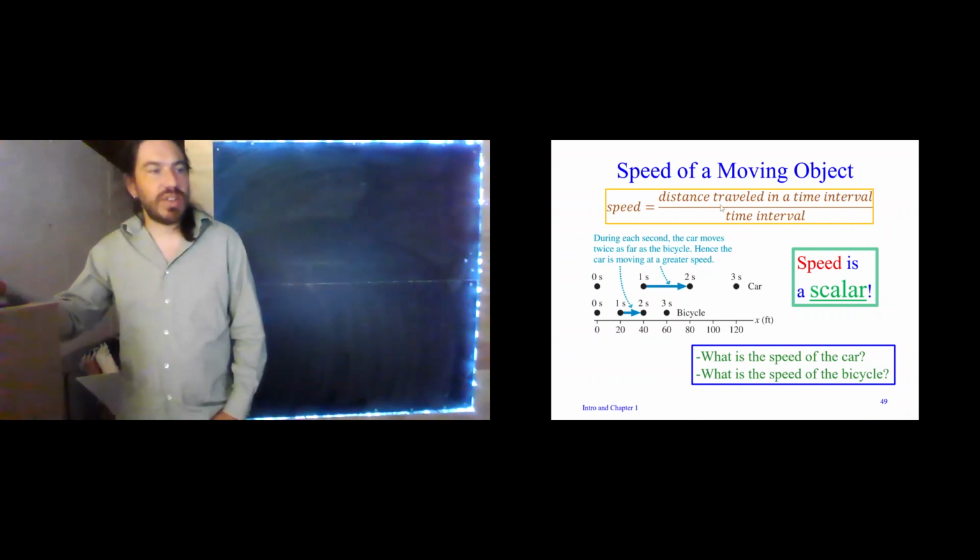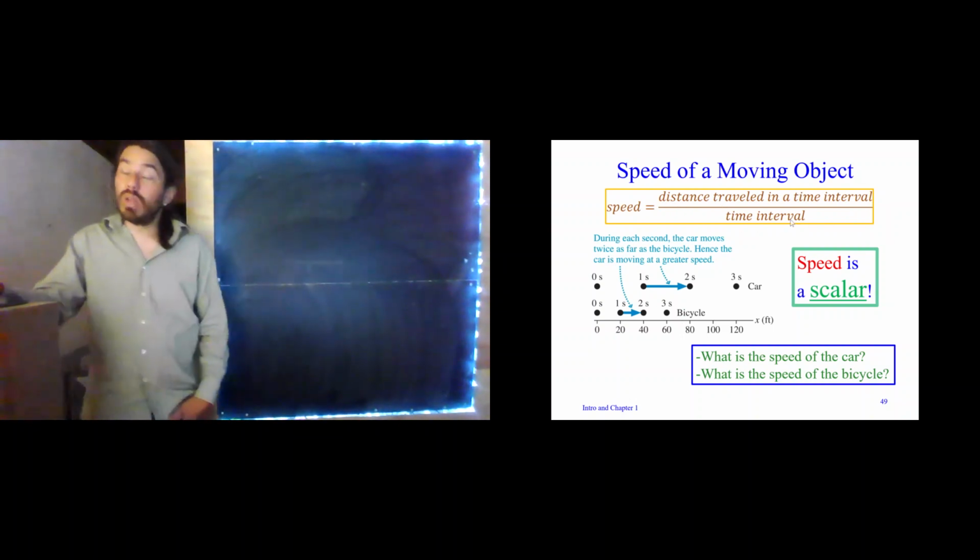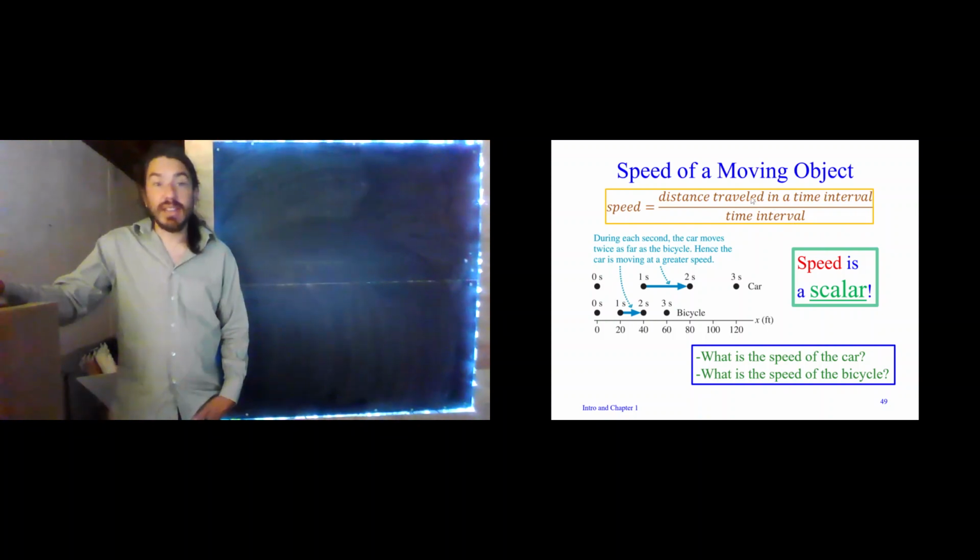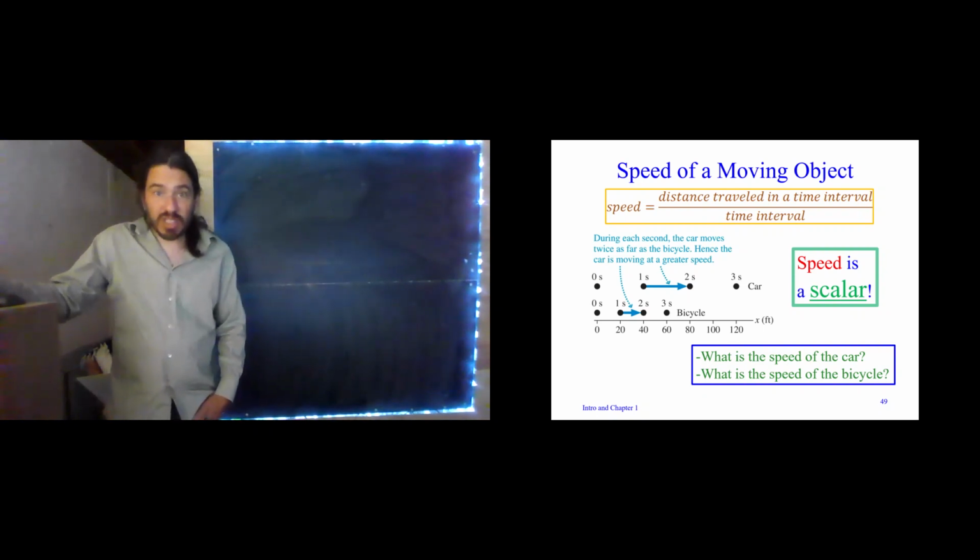Now notice this is distance traveled over a time interval. Recall that distance traveled is a scalar. Since distance traveled is a scalar and the time interval is a scalar, then speed is a scalar. And in fact, your speedometer in your car is aptly named. It tells you the speed. It doesn't tell you what direction, it tells you the speed, and speed is a scalar.